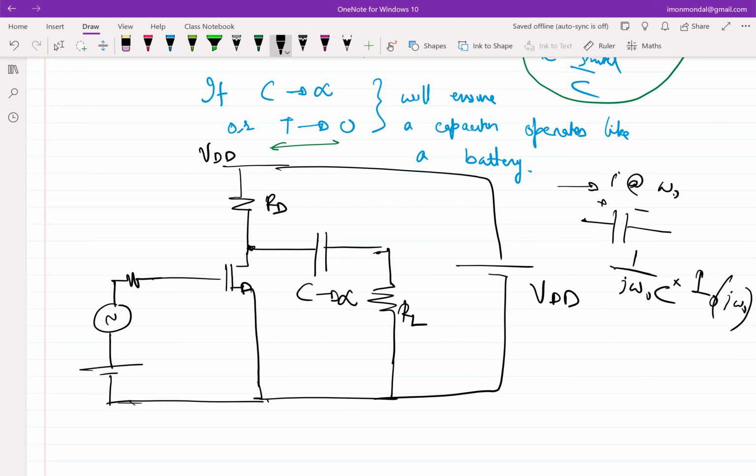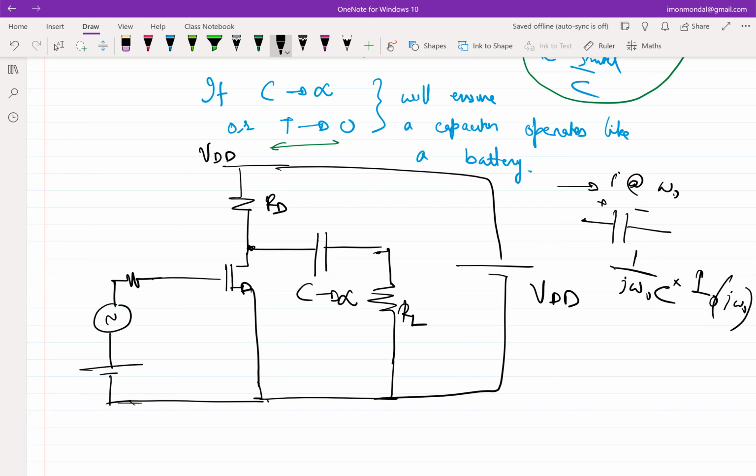That's what we mean when we say that the capacitor acts as a short circuit when C tends to infinity. Naturally, from this expression, it is also evident that however large omega naught might be, as long as it is finite, the value of the capacitor can be as large as you want, as long as it is finite. If omega naught goes to 0, it will act as an open circuit, because 1 by j omega naught C is 0 if C is infinity, if C goes to 0.